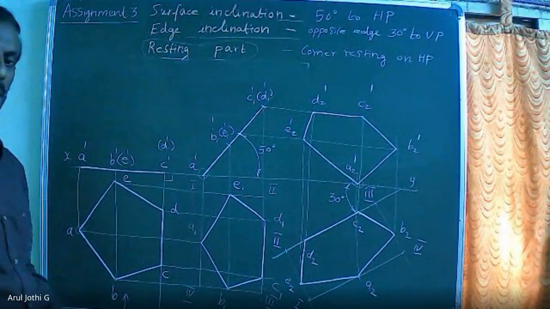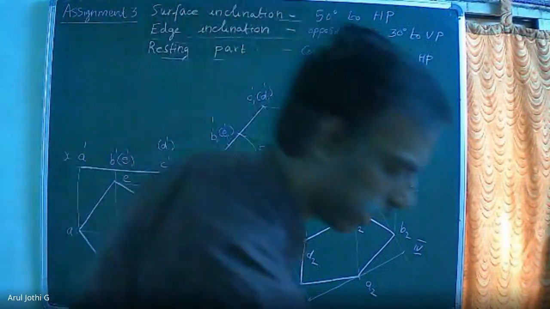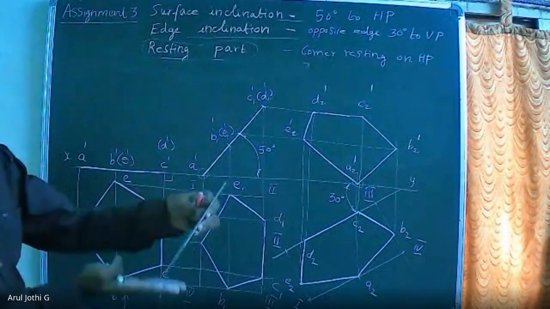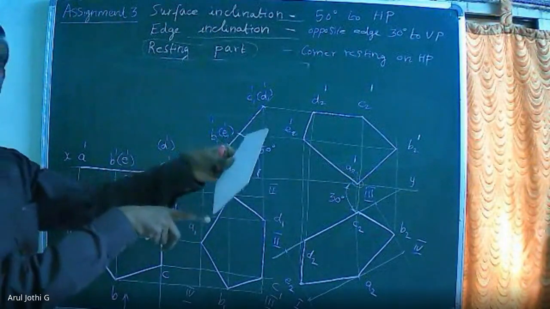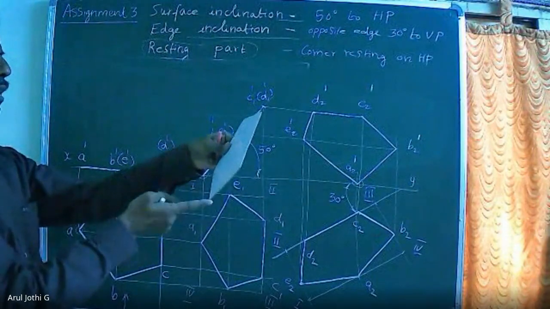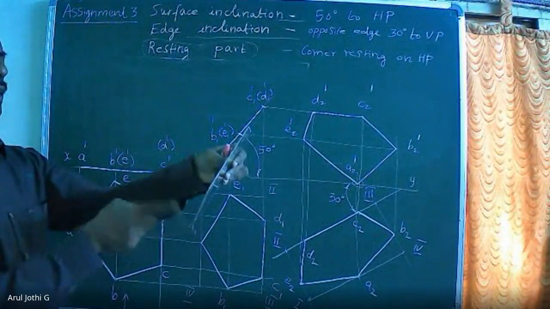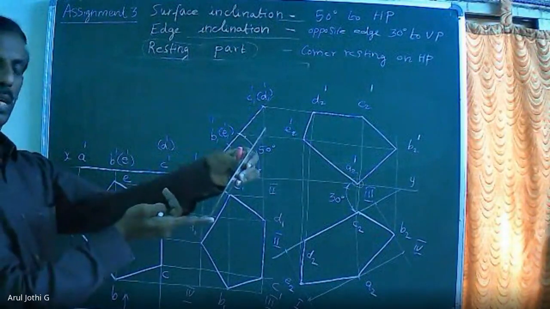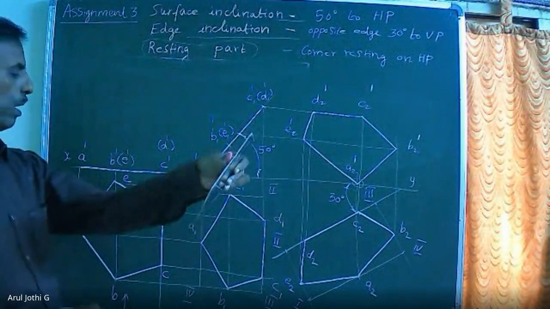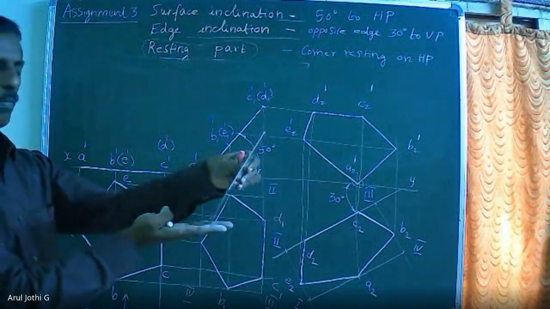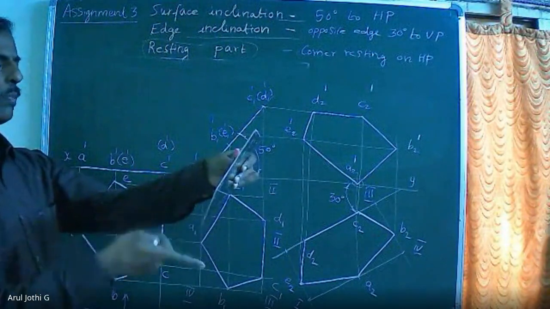Now, one important thing is sometimes in problem they may give that one of the corner is resting on HP. At the same time, the edges containing the resting corner. For this corner, you are having two edges. These two edges, the edges containing the resting corner are equally inclined to HP. Okay, like the condition may be given. Now, these two edges are equally inclined to HP.